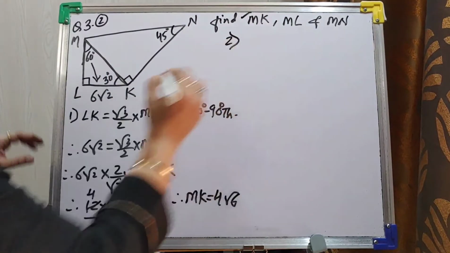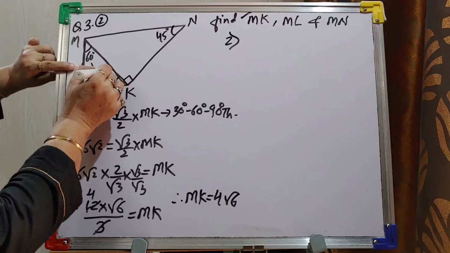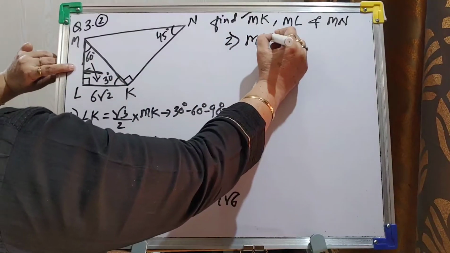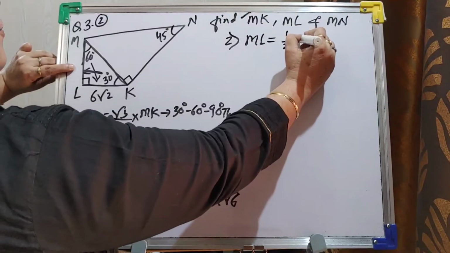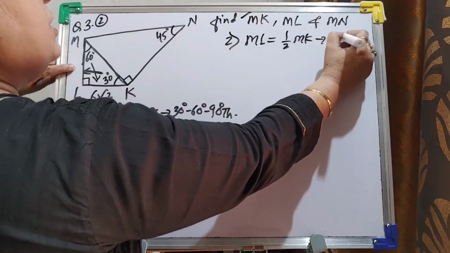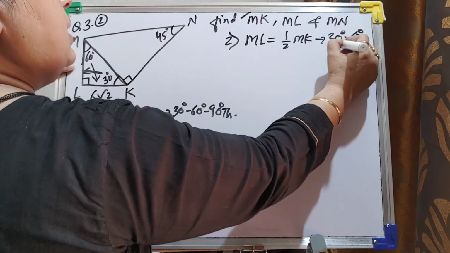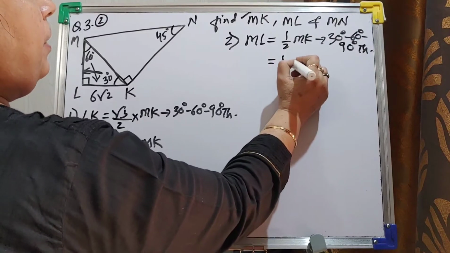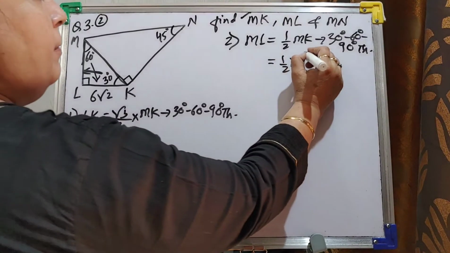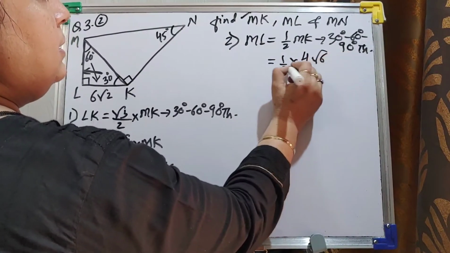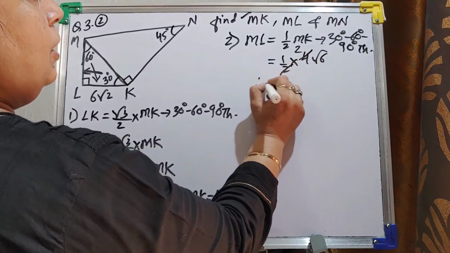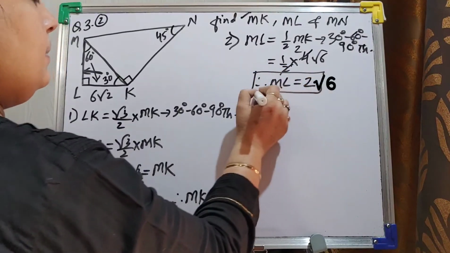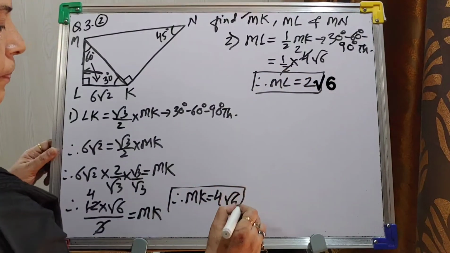Now second one is ML. ML is opposite to 30 degree. So ML will be half of MK. According to which theorem? 30, 60, 90 theorem. Now already MK we have calculated here. It is 4 root 6. So your ML will be 2 root 6. So you got ML and MK.